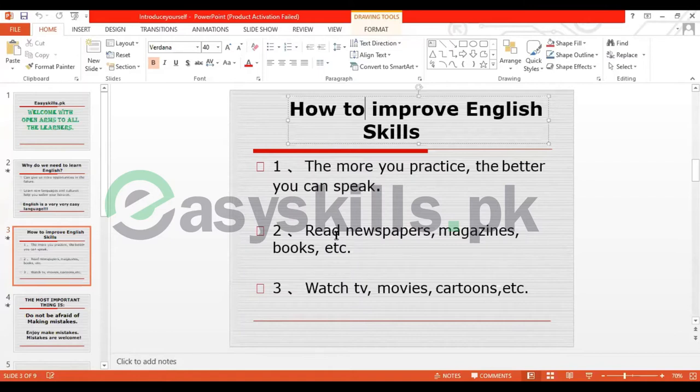Next is, you can see here, read newspapers, magazines, books. If you really want to improve your English, you need to read. You need to give some time for reading. Although we are connected with new technologies, we have the internet, so we have a lot to read. Like when we use Facebook, LinkedIn, different applications, there are lots of things. But we avoid such things.